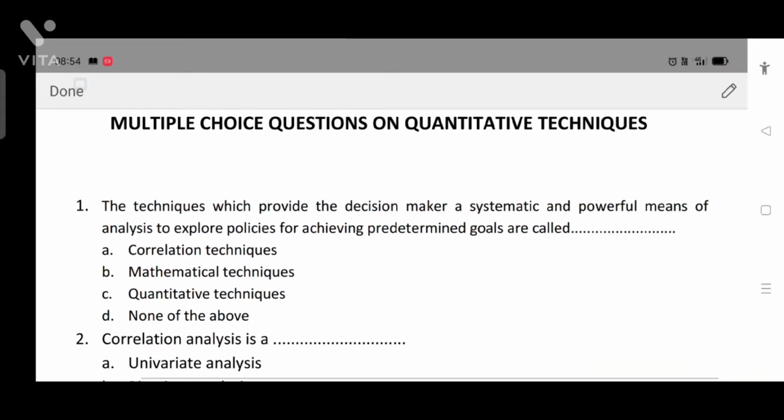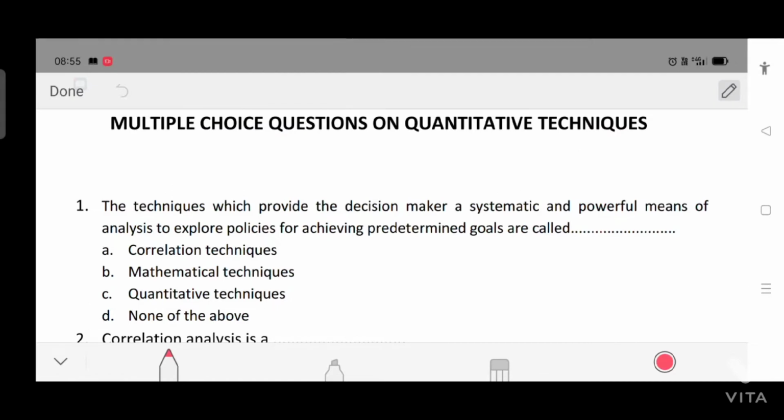First one, listen properly. The technique which provides the decision maker a synthetic and powerful means of analysis to explore policies for achieving predetermined goals is called. Please guess your answer. A, B, C, D. Answer is C. Quantitative technique.